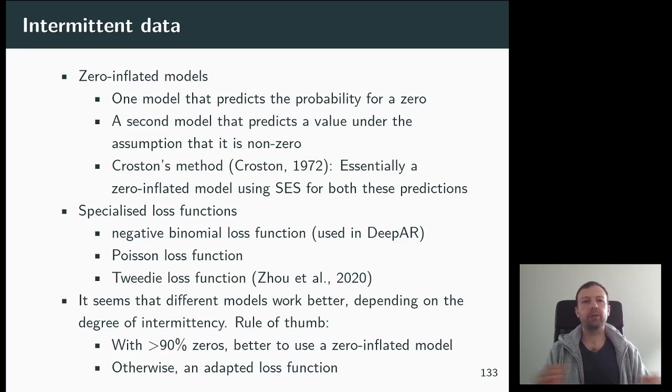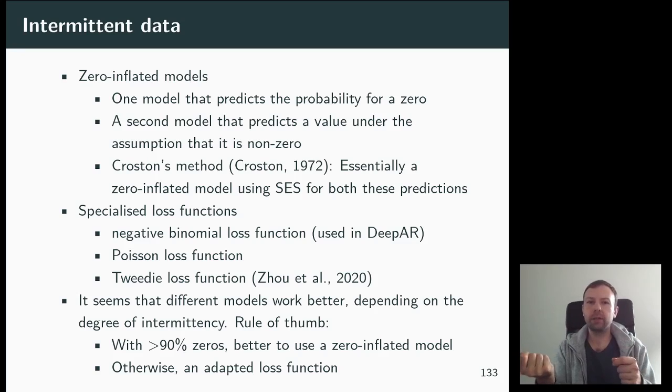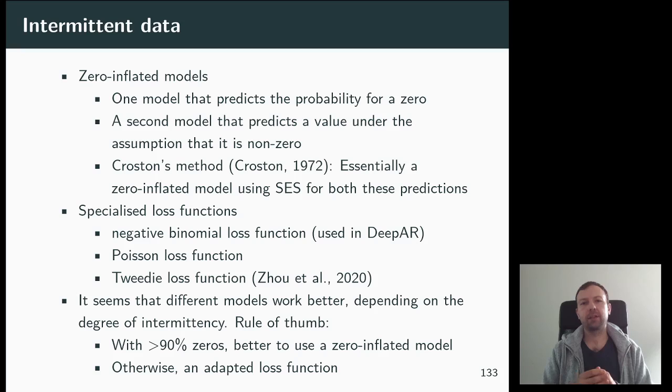And now the way to deal with that would be, for example, with a zero inflated model, which means essentially you have two models. One model that predicts the probability for the next value to be zero or not. And then you have a second model that predicts what this next value is going to be under the assumption that it's going to be non-zero. And then there is this very standard method that is used very often in forecasting called Croston's method, which is essentially just such a type of zero inflated model, and it uses simple exponential smoothing to make both of these predictions.